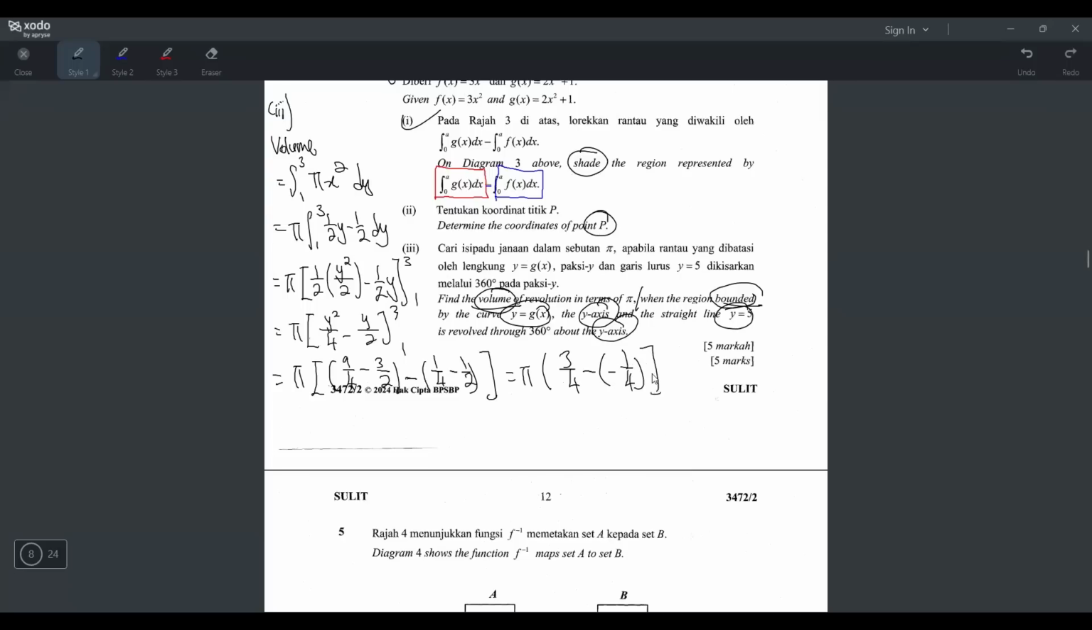Okay, but I will use bracket to write. It means here I will use a big bracket. Or you want to straight away write plus can also. Okay, 3 over 4 plus 1 over 4 is 4 over 4. So the answer is 1.